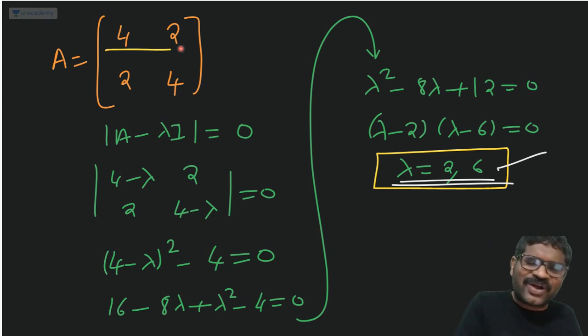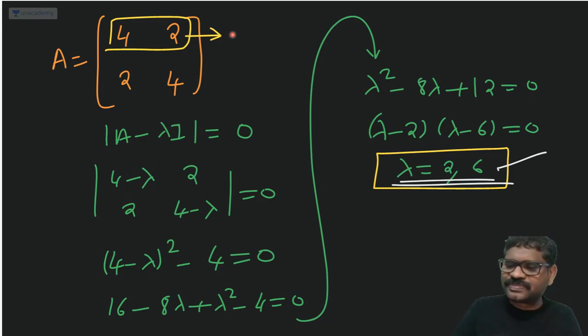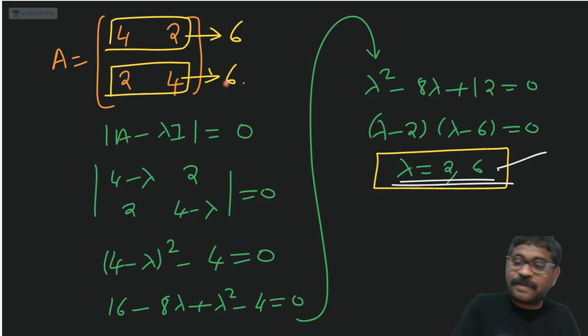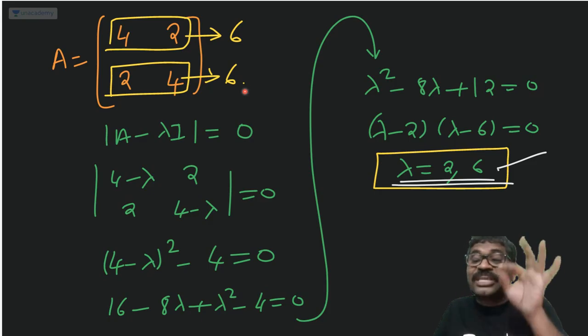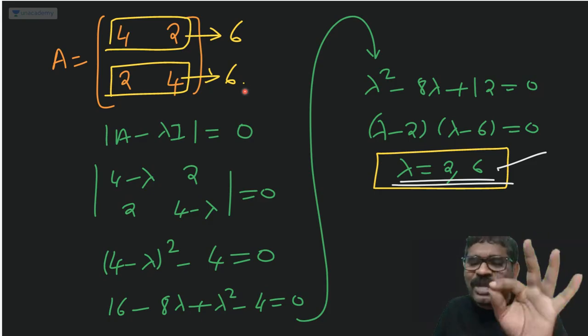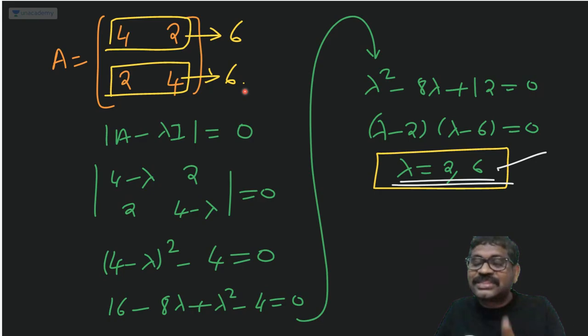Sum of all elements of first row. What is the sum? 4 plus 2, 6, na? Sum of all elements of second row, 6. Please remember, if the sum of all elements of each row, every row, is the same, that sum would be one of the eigenvalues.